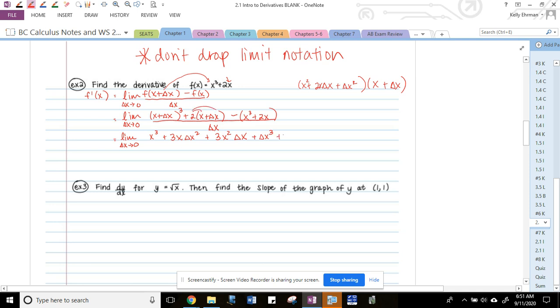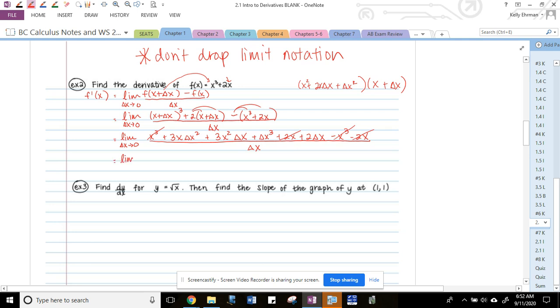Distribute the 2 through: plus 2x plus 2 delta x. Distribute the negative through: minus x cubed minus 2x. All of that, don't forget, is over delta x. Now remember your difference quotient work from pre-calc and math 3. It should work out, if you've done the math correctly, that all of the non-delta x terms cancel out. So x cubed minus x cubed, gone. 2x minus 2x, gone. And since every term has a delta x in it, I can divide by delta x.